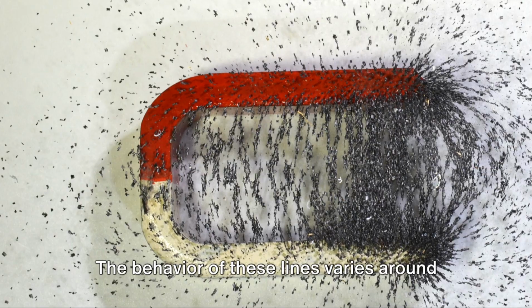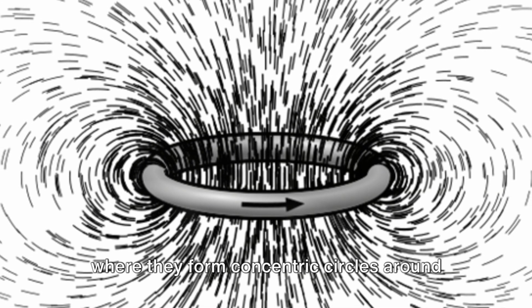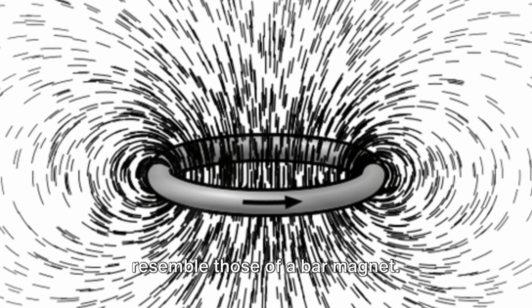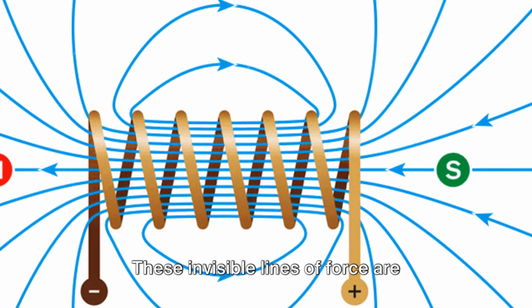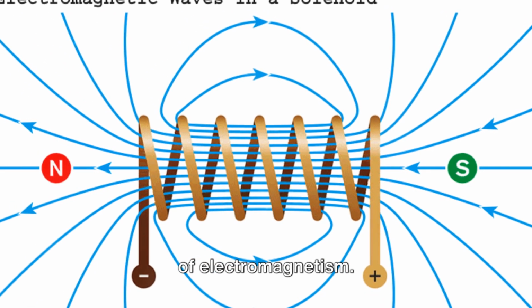The behavior of these lines varies around different objects, such as a plane coil, where they form concentric circles around the wire, or a solenoid, where the lines resemble those of a bar magnet. These invisible lines of force are fundamental in understanding the concept of electromagnetism.